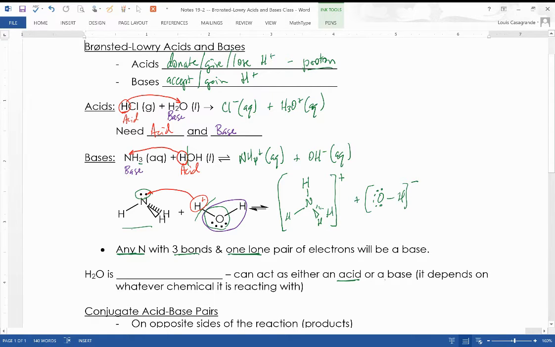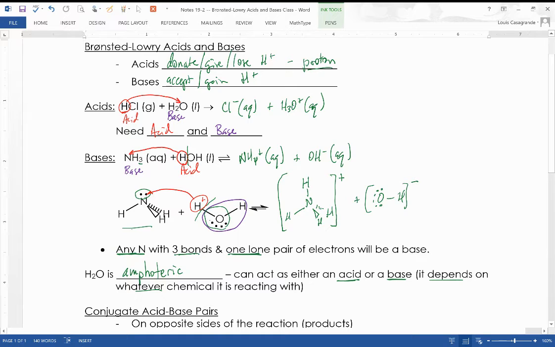Now, water. We saw water acting as an acid in the second reaction, and we saw it acting as a base in the first reaction. It depends on the chemical it's with. If it's with an acid, it's going to act like a base. If it's with a base, it's going to act like an acid. And that has a very special name in chemistry. We call that amphoteric. Amphoteric is just any compound that can act as either an acid or a base. And we'll see more of these later on as well.